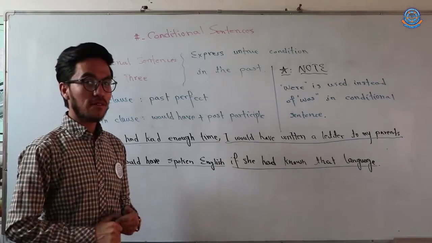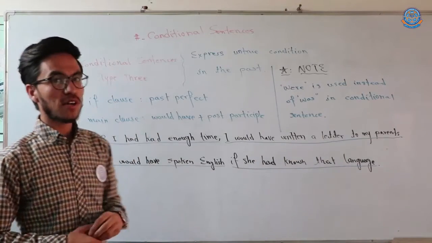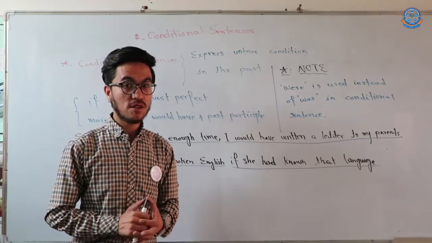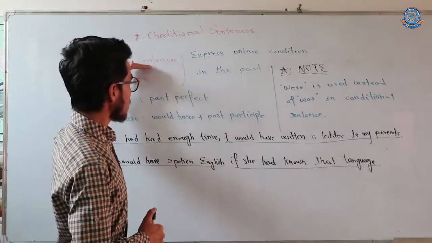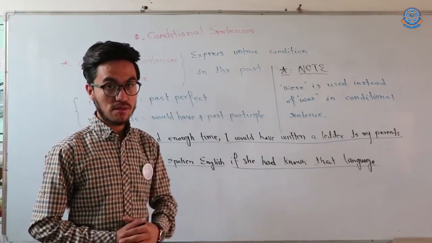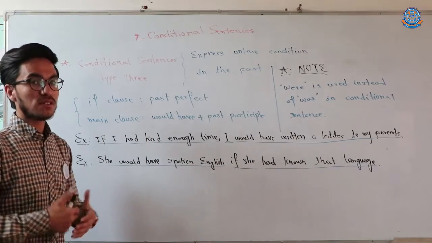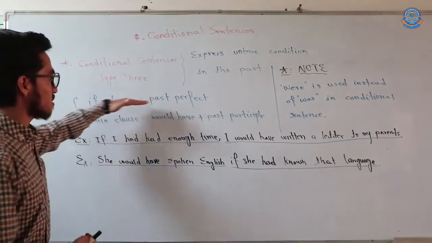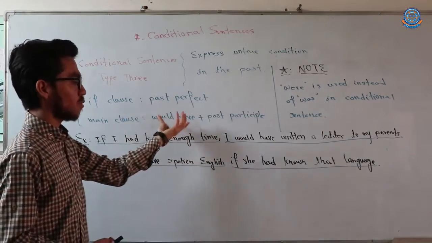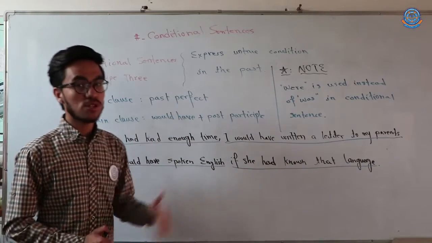Okay, that's good. Let's talk about the next type of conditional sentence, conditional sentence type 3. Let's talk about the definition, or a little bit of information about conditional sentence type 3. Conditional sentence type 3 expresses untrue condition in the past. Let's talk about the structure. In if clause and main clause, which tense are they going to be in? If clause in past perfect tense, and main clause or result clause is going to be would have plus past participle, or we can say past conditional tense.